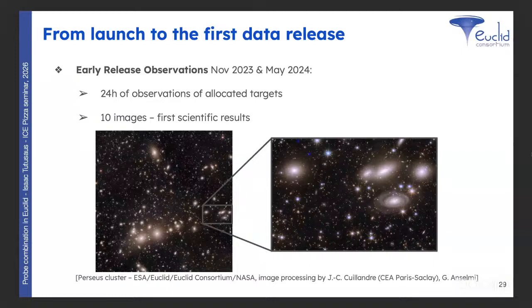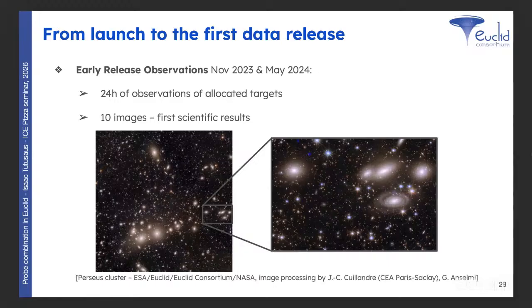Now, the first thing that happened were the EROs. So these are the early release observations. There were 2 sets of them, one in November 2023, so you see quite early after launch, and one in May 2024. These were just 24 hours of observation to some allocated targets. So basically, they used 24 hours to take 10 pictures. And from these 10 pictures, this was mostly to show the capabilities of Euclid, to see how good the images are and the amazing science that's to come. But already from these pictures, there were many scientific results that appeared.